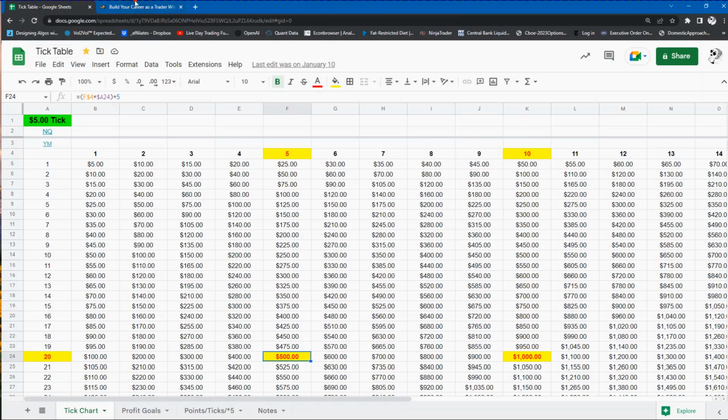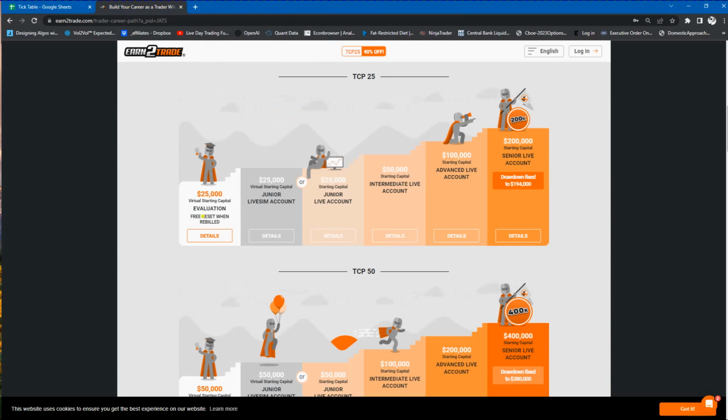So let me take us back to the career path. So you start with the smallest evaluation, then you can go into a junior account, and that allows you to stay in the live sim environment while you get set up and start earning a paycheck before you start having to pay fees.